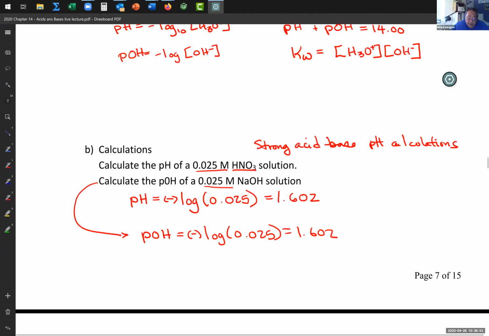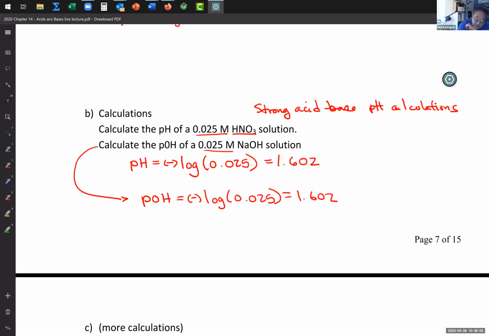Yeah, so watch this. I want to calculate for this solution. Turns out any solution that contains hydroxide in water also contains hydronium.